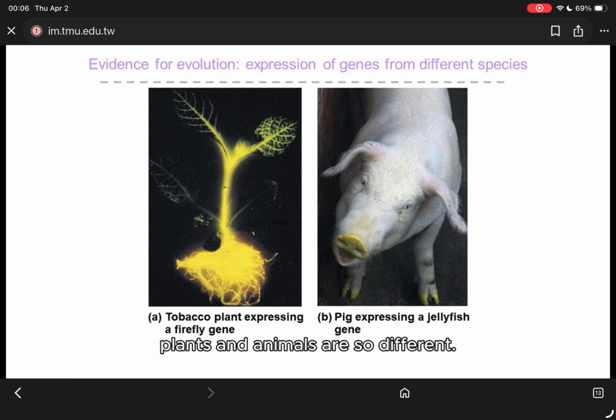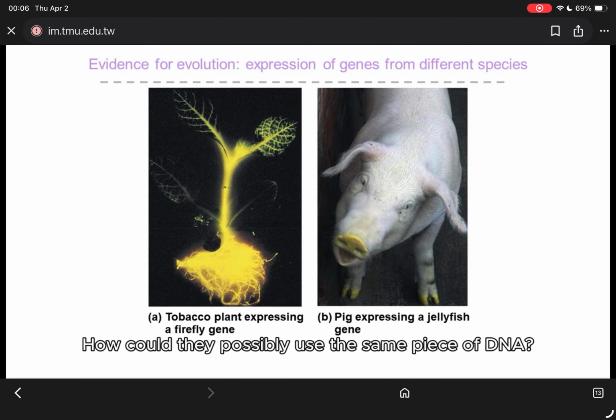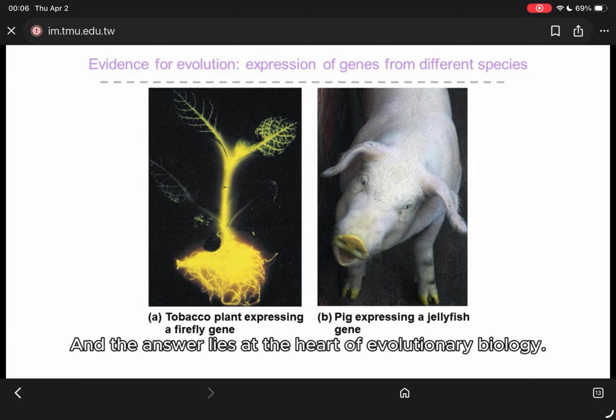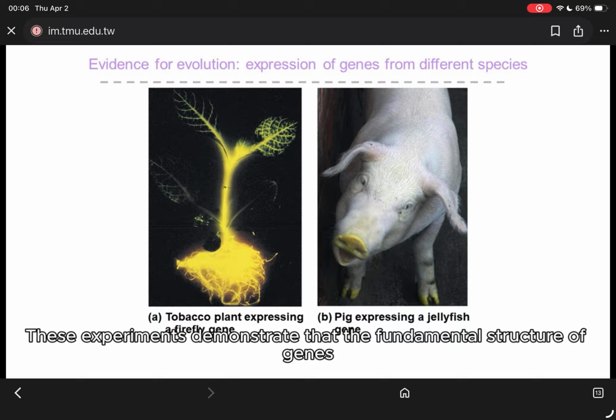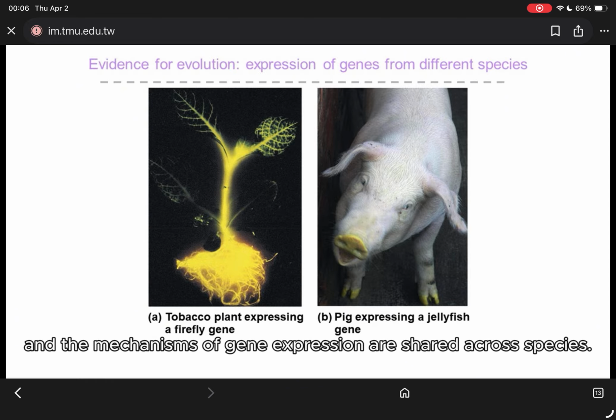You might wonder, plants and animals are so different. How could they possibly use the same piece of DNA? That's an excellent question, and the answer lies at the heart of evolutionary biology. These experiments demonstrate that the fundamental structure of genes and the mechanisms of gene expression are shared across species.